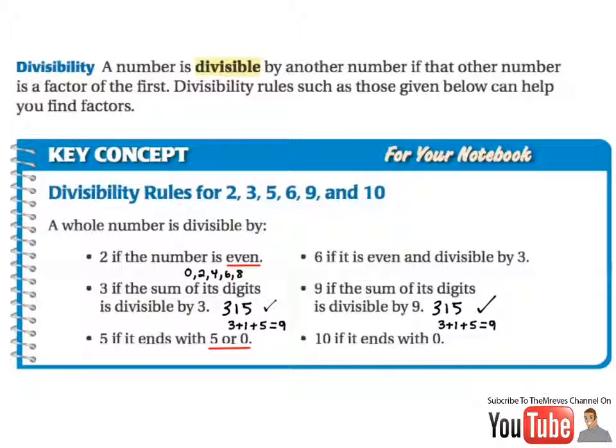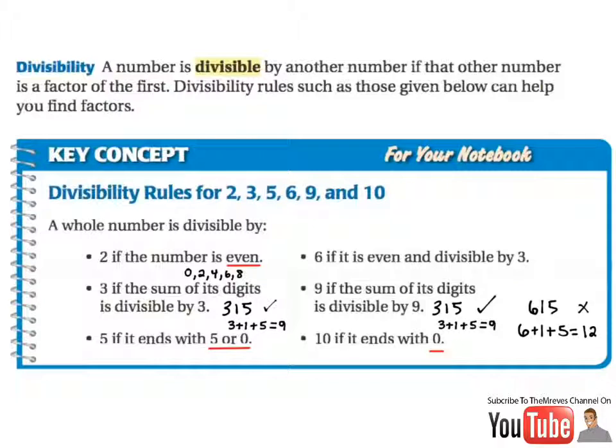Well, let's do a case where it doesn't work. So let's take the number 615. Well, we know that adds up. 6 plus 1 plus 5 is 12. And so we know 3 goes into 12, but 9 doesn't. So this does not work out for us. So there's a case when it's divisible by 3, but not 9. Now, the last one, if it ends in a 0, that's for 10.